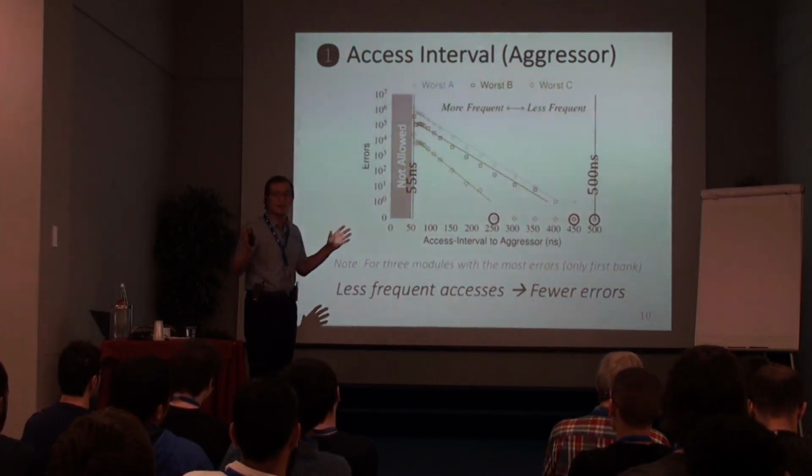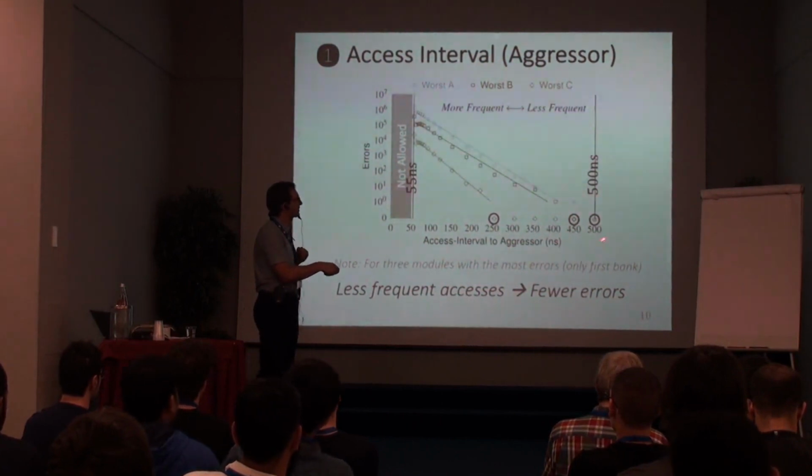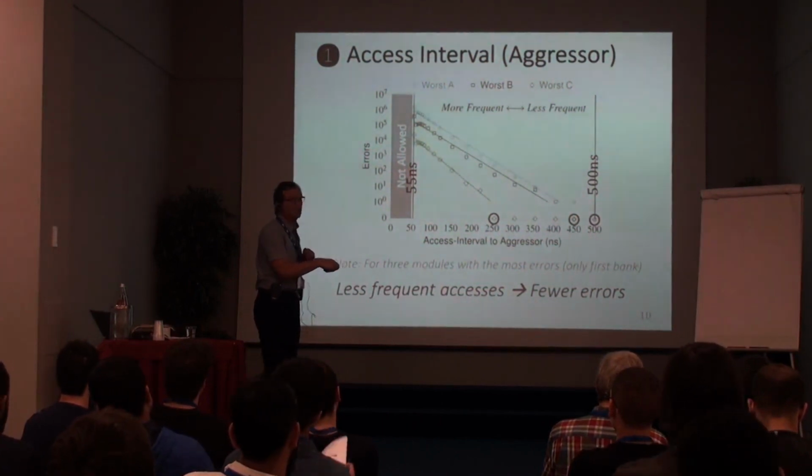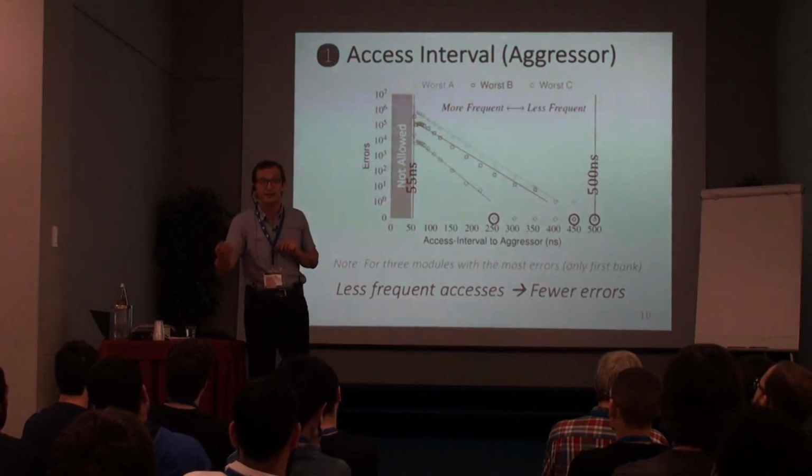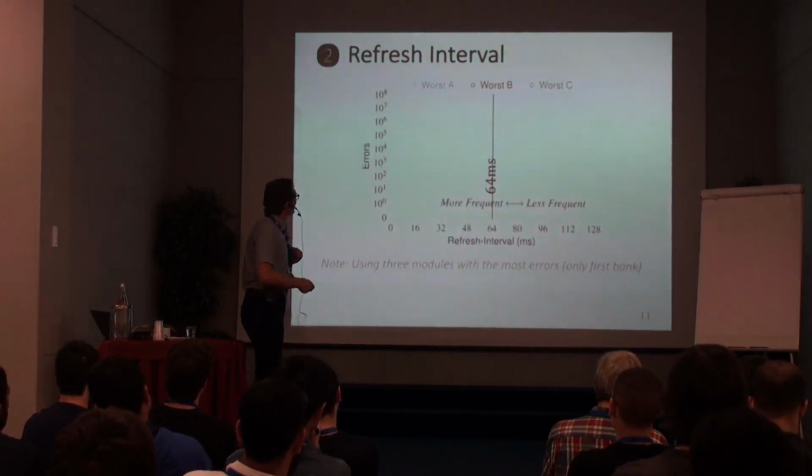But if you want to solve the problem this way, it's probably not a good solution because you're actually increasing your access interval by a lot. Every 500 nanoseconds, you can actually activate a row. Not a good idea. Let's look at the refresh interval.